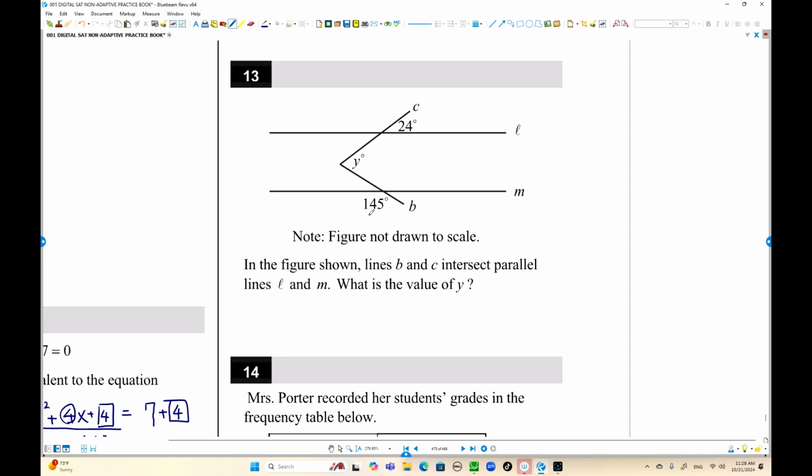There is number 13. This is 24, this is 145, and we're going to find the value of y. Make one more horizontal line, right? This is 24, yes, this is 24, they are corresponding angles. This is 145, or you can use this angle too, which is a supplementary angle, right? 35. This 35, this all 35, okay? Alternate interior angles are congruent. That is 35. So y equals the sum of these numbers, okay? 24 plus 35 is 59. That is the answer.